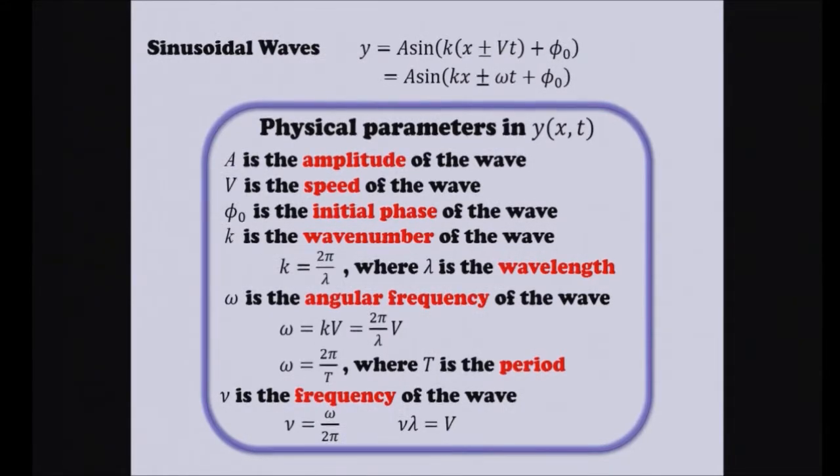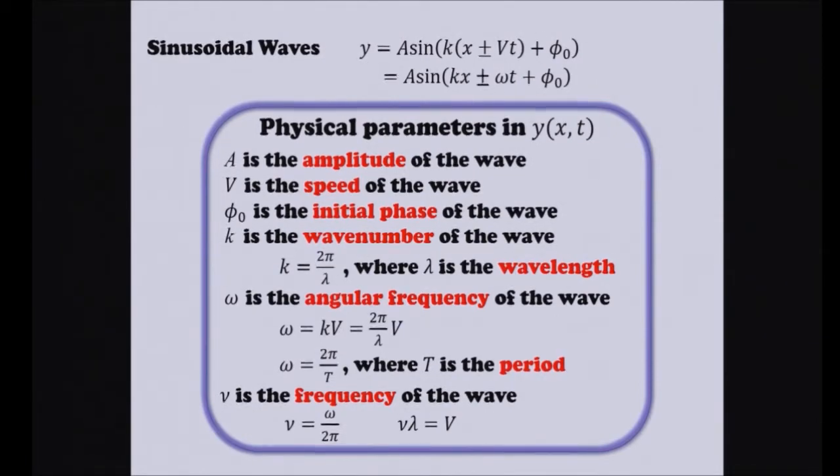k is what we call the wave number in 1 dimension. In 3 dimensions, it's the wave vector. It points in the direction of the wave propagation, but we'll leave that for a later course. But for now, it's just the wave number, where it's given by 2 pi over the wavelength. The wavelength is how long in space the wave is before it starts repeating itself.